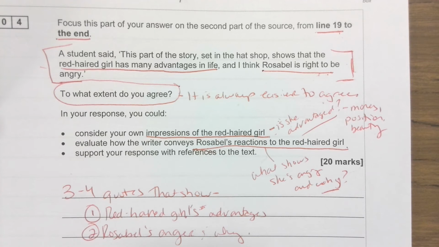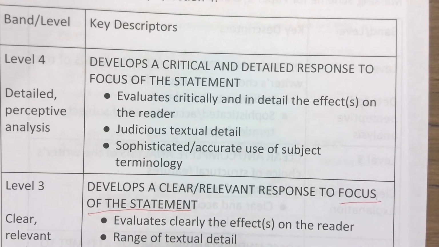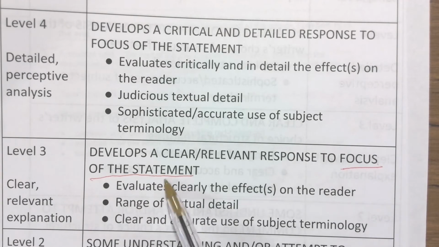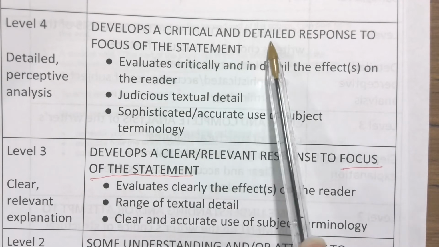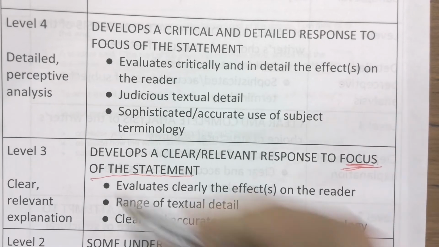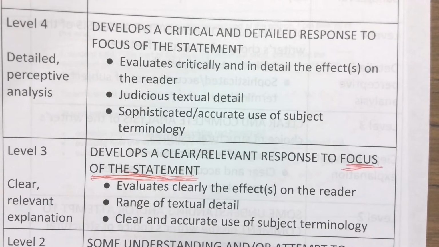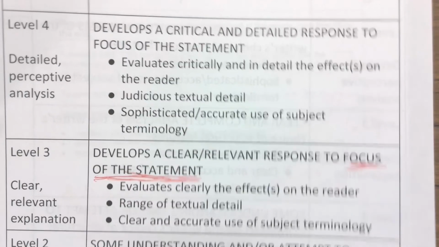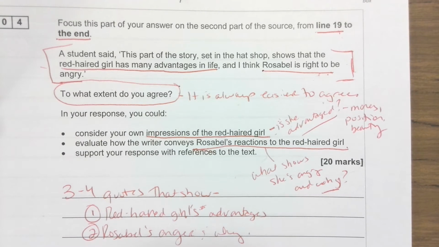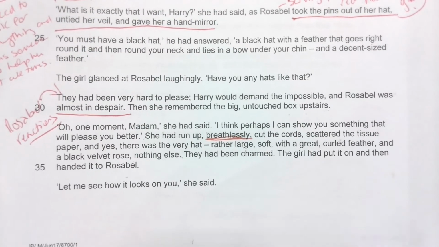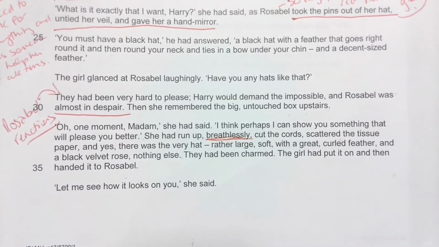Alright, so remember that the mark scheme for this question, the most important thing that gets you into those top levels is the clear and relevant or critical and detailed response to the focus of the question, or the statement in this case. So we need to be focusing only on, does the redhead girl have advantages, and how does the writer show that? And does Rosabel have a right to be angry, and why? What does the writer do to show us she has a right to be angry? So I'm going to go with the Rosabel being angry part, because I think that's probably a place that people might struggle a bit.